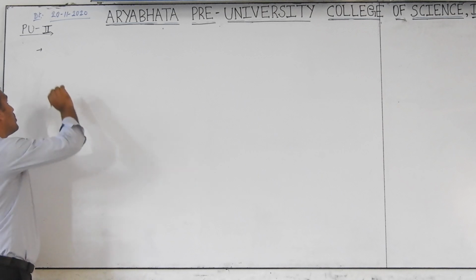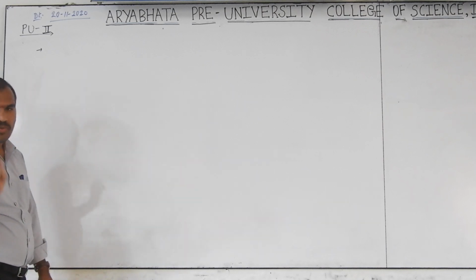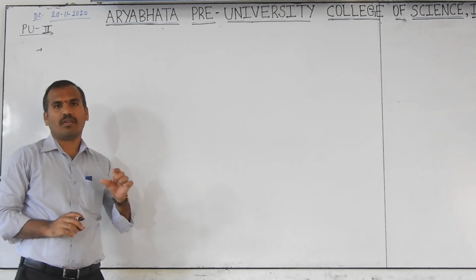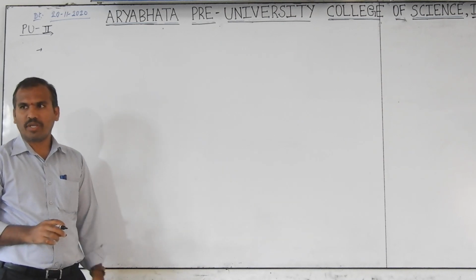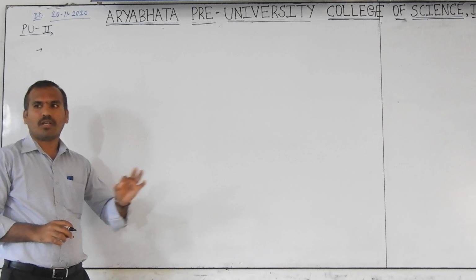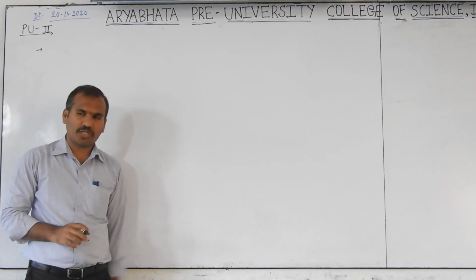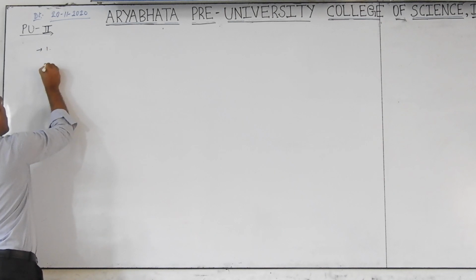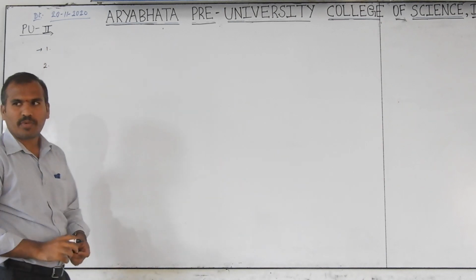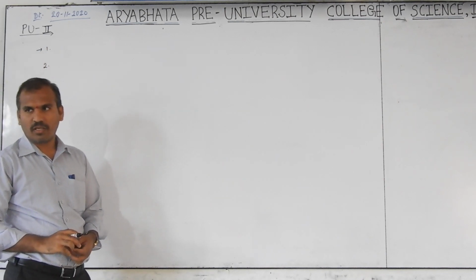First one, what is the rule? Based on the root word, draw or write the principal carbon chain. That is the first one.